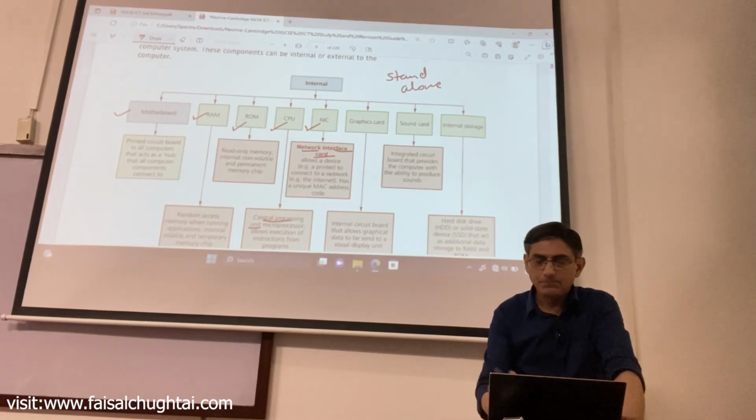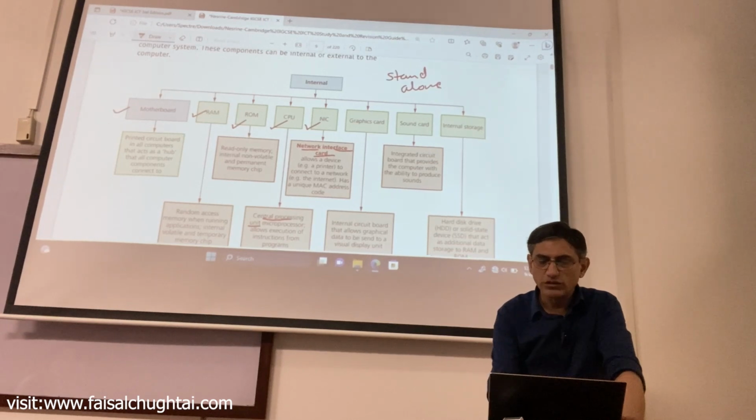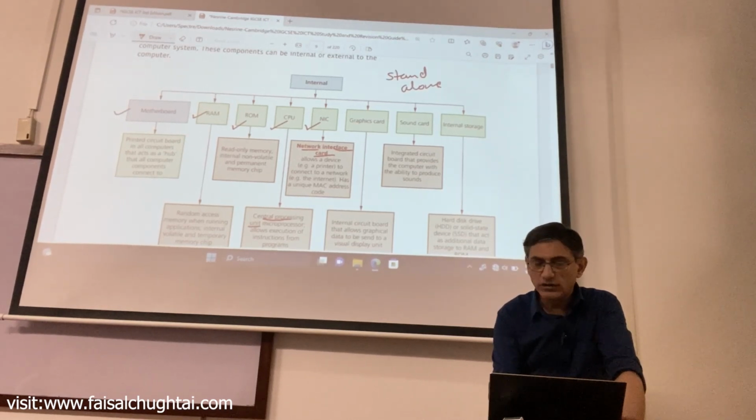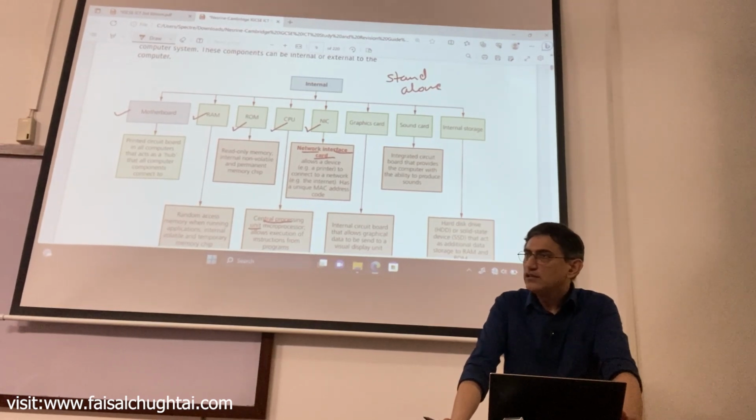What does it say here? Allows a device, for example, a printer or, of course, a computer, to connect to the network. For example, the internet.